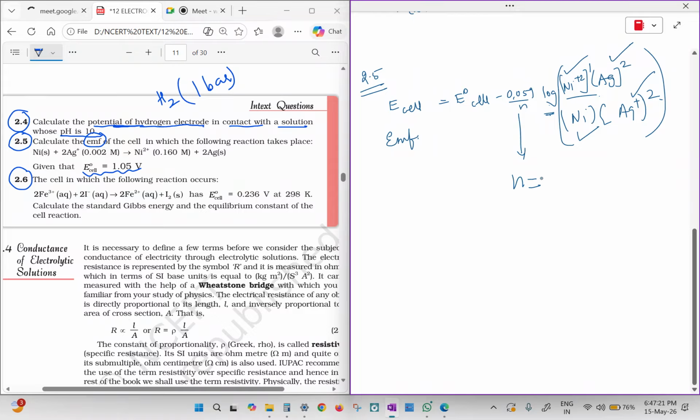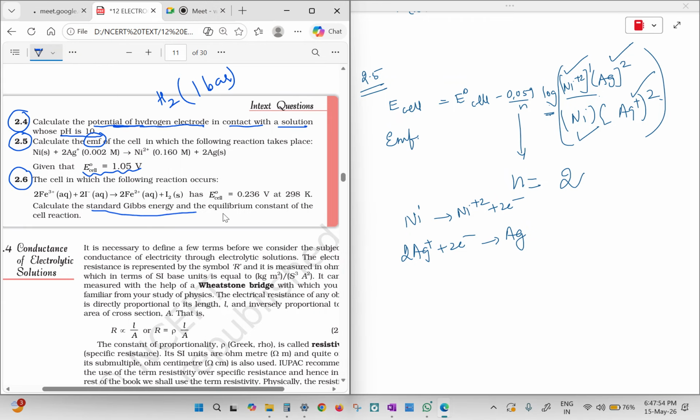n will be how much in this case? Nickel is becoming Ni plus 2 electrons and 2 Ag plus is becoming Ag. What is the n value? 2 electrons, ma'am. 2 electrons, not 4, children. It's not the total. It's the number of electrons lost or gained. So it will be only 2.